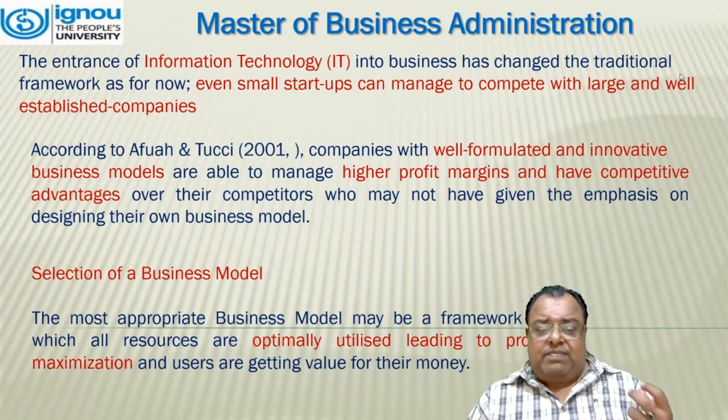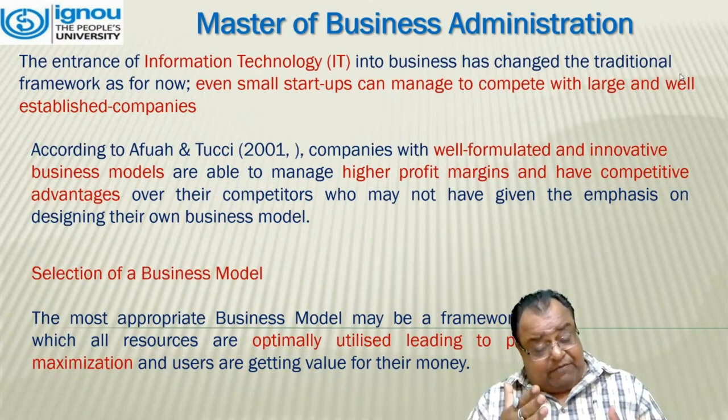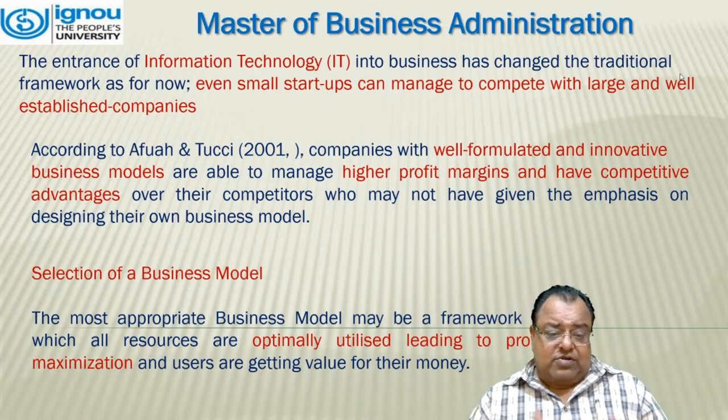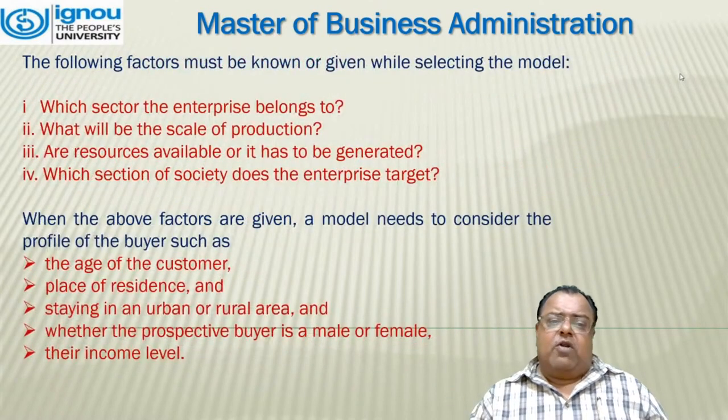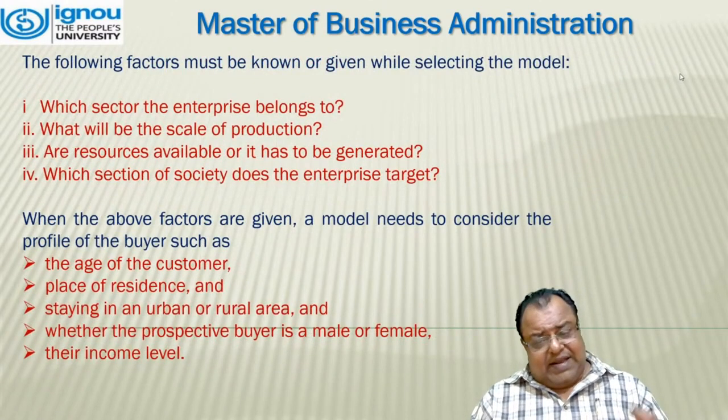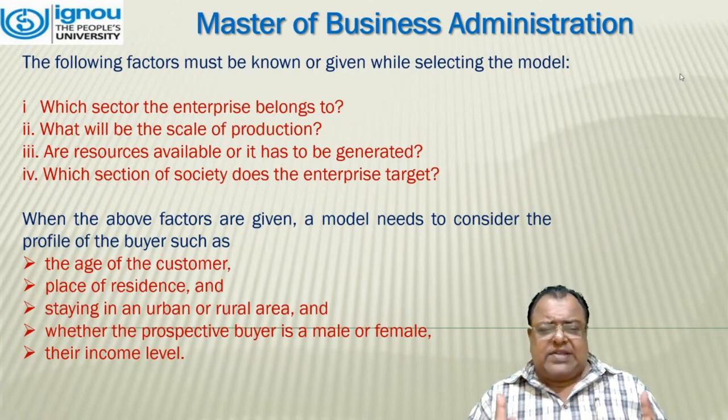How is the selection of a business model done? The first appropriate business model may be a framework in which all resources are optimally utilized, leading to profit maximization, and users are getting value for their money. The following factors may be known or given while selecting the model. Which sector does the enterprise belong to? What will be the scale of production? Are resources available or do they have to be generated? Which section of society does the enterprise target?